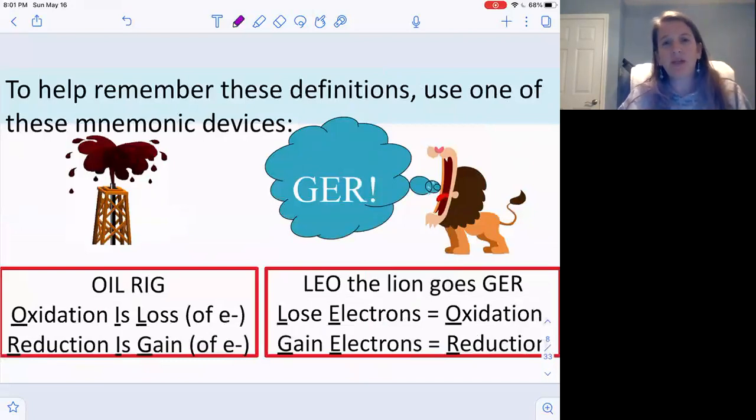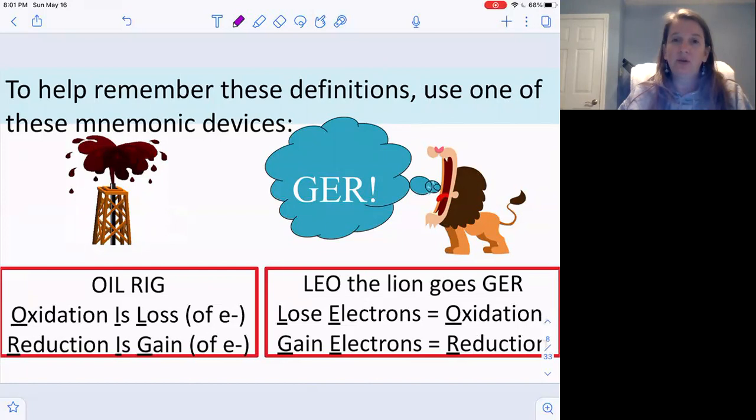So we have a couple of mnemonic devices that can help you learn what oxidation and reduction are and remember these. Whichever one you want to remember, remembering either of these is going to help you guys. Oil Rig, or Leo the lion says GER.